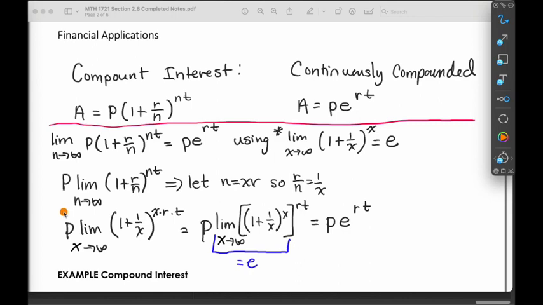So what we're going to do is start off to prove this. We're going to take this P out. This is a constant, it's just our principal. So I'm going to pull the P out in front.